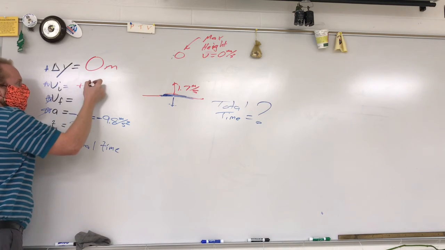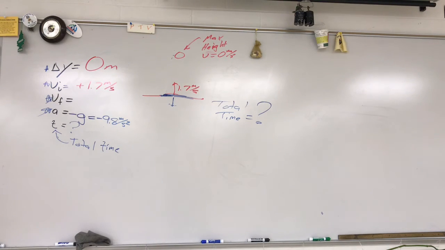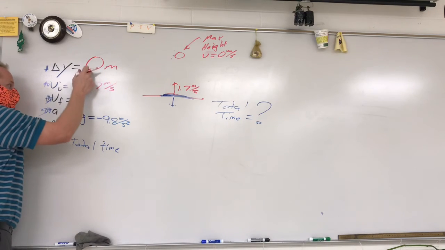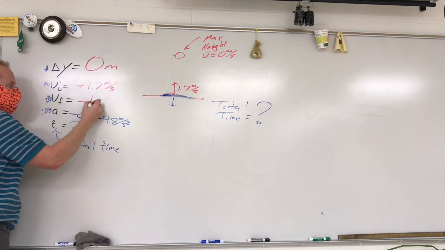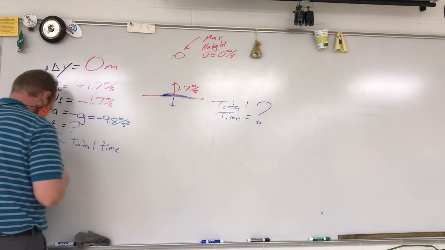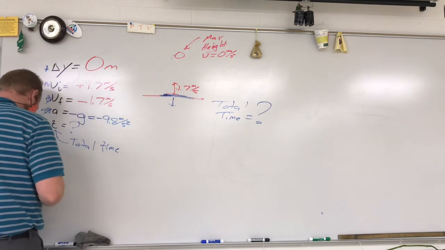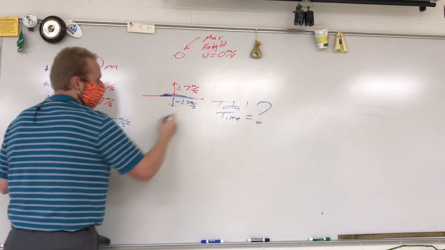But if I were to look at my statement for my green sheet or yellow sheet, we know that the puck leaves at 1.7, and according to that yellow sheet, if it's a delta y is equal to 0 problem, then my final velocity is going to be the opposite of my initial velocity. So it's going to go up at positive 1.7, and it will come back down at negative 1.7 meters per second.